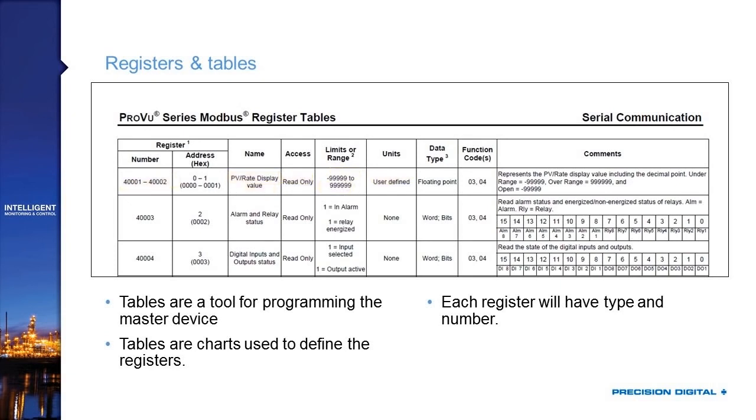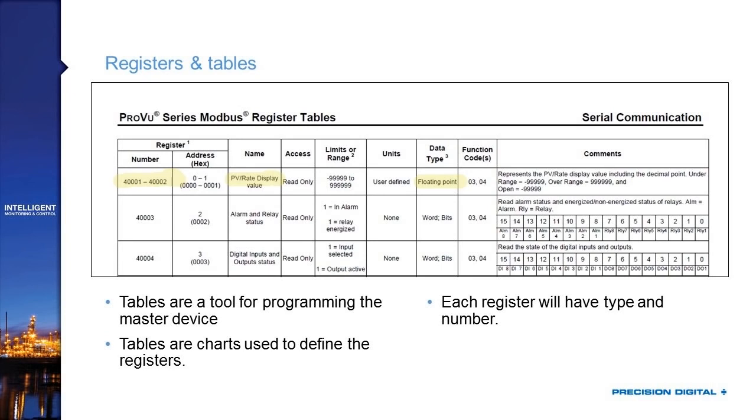And what this is telling me is that if I want to get the rate display out of my panel meter and into some other Modbus device, I'm going to ask it to read register number 40001 through 40002. It's two registers because its data type is floating point. That's going to require enough bits that it crosses over two registers.